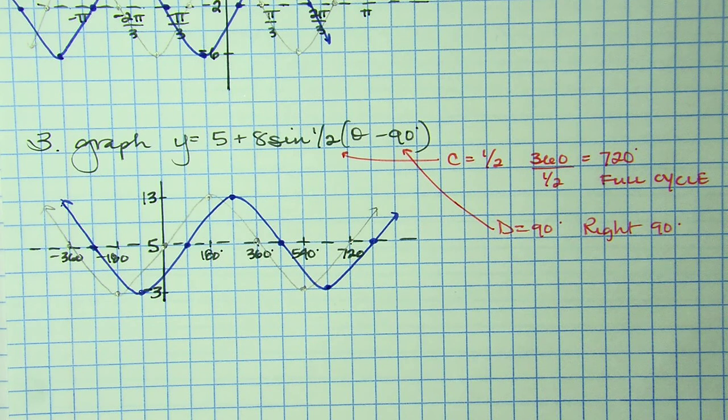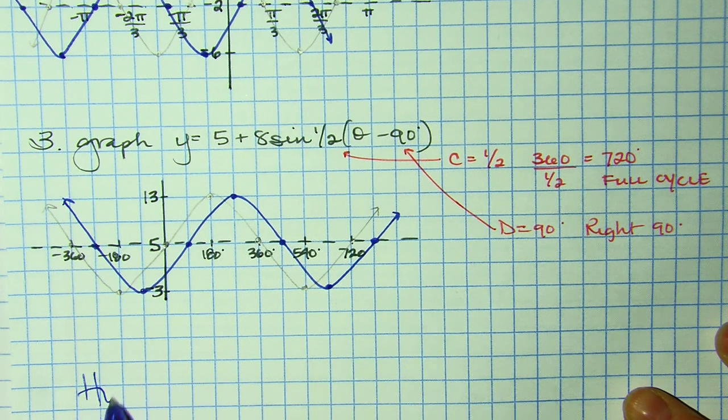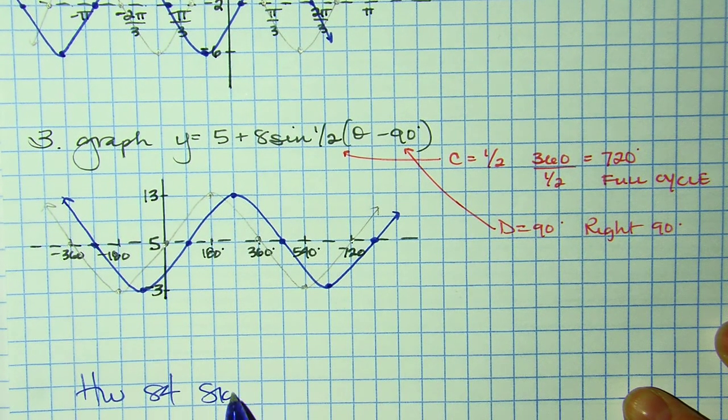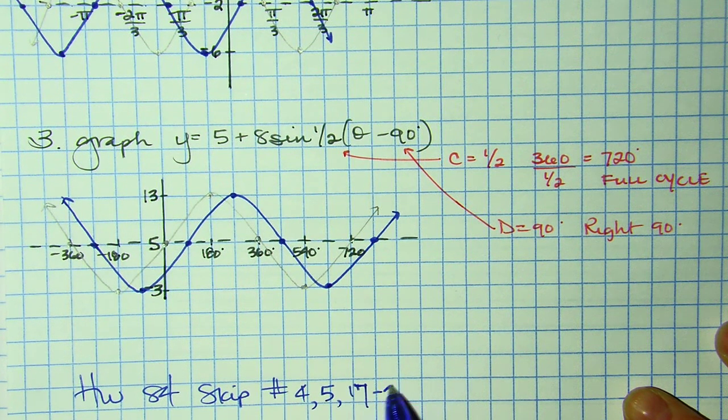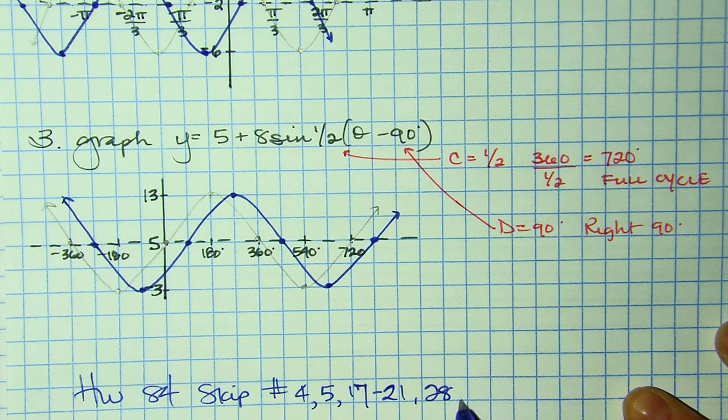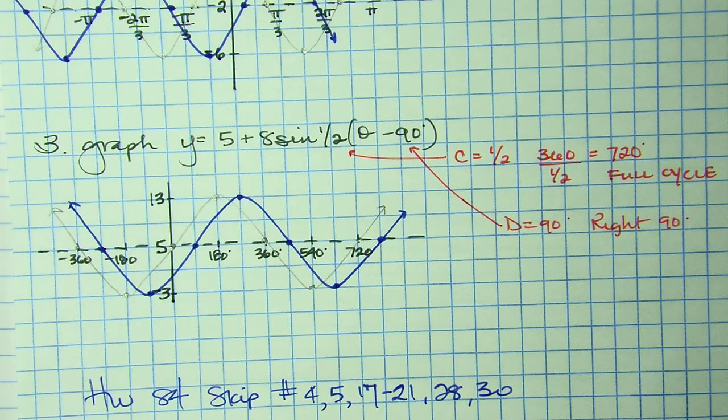And there is no 84 point C, so for homework 84, skip numbers 4, 5, 17 through 21, and 28, and 30. So quite a few there. Thank you.